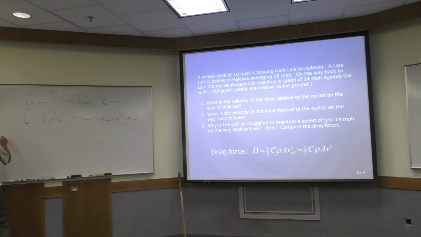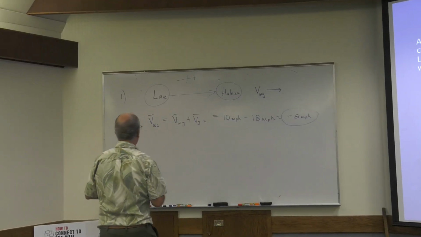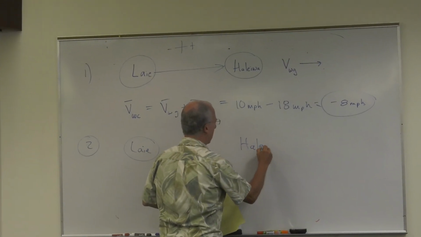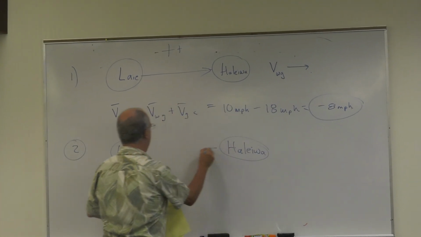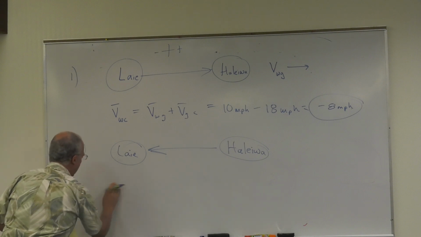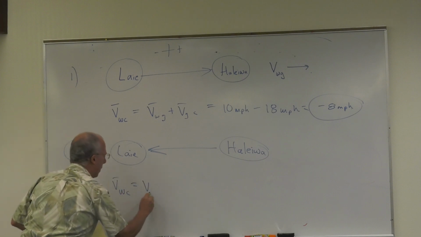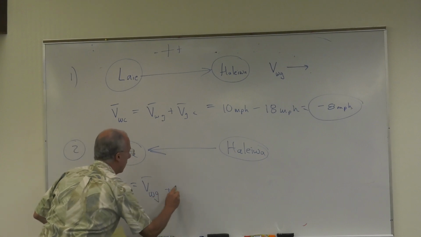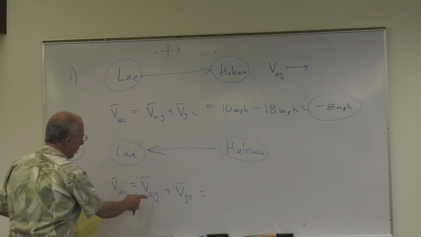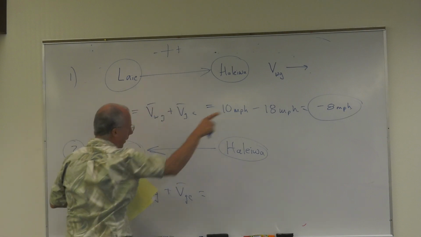Okay. All right, now number two. What's the velocity of the wind relative to the cyclist on the way back? So now, here's Laie, here's Haleiwa. Now we're going back, right? So the velocity of the wind relative to the cyclist. Same equation, right? Okay, so what's the velocity of the wind relative to the ground? It's still 10 that way, right? The plus that way, so it's still 10.